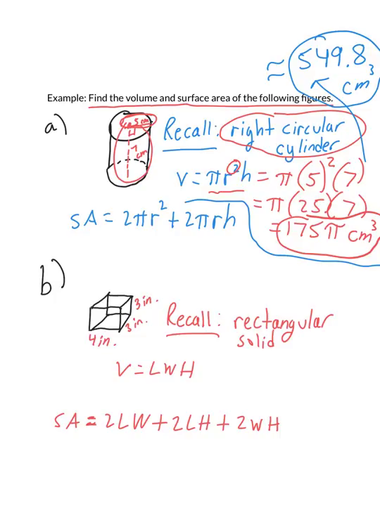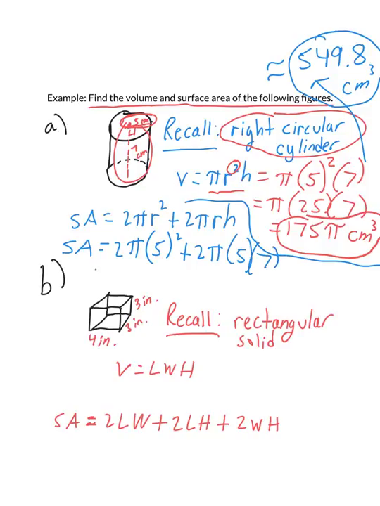Now let's take a look at the surface area, SA. I've already jotted down the formula for surface area of a right circular cylinder. We got 2 times the number pi times the radius squared, which we already said is 5 squared, plus 2 times pi times the radius r, 5, times the height, which was the 7.